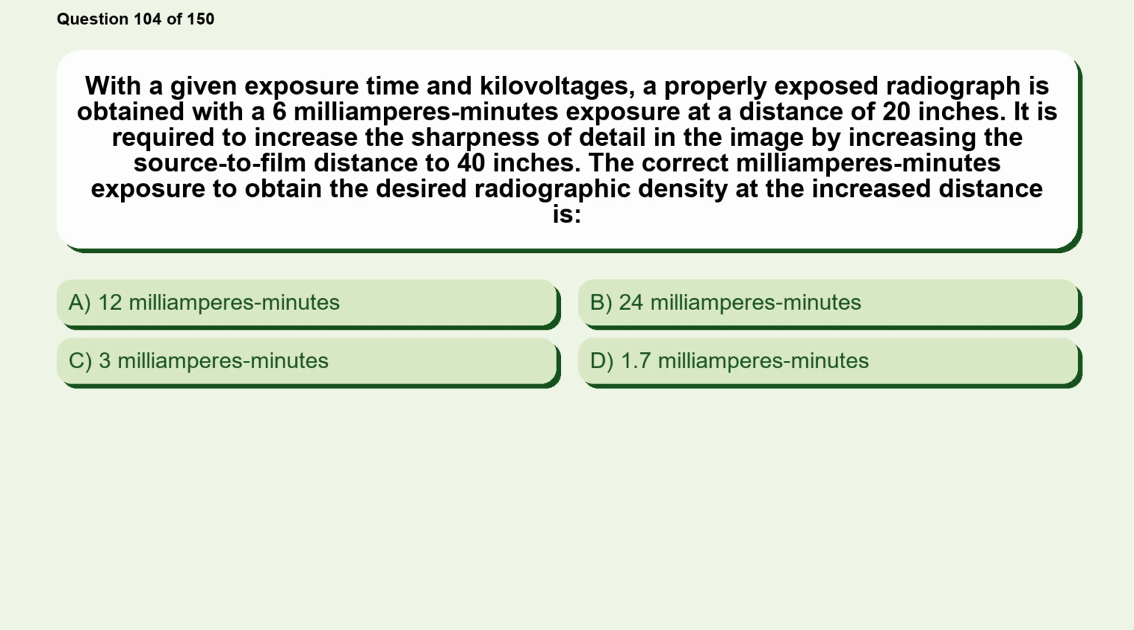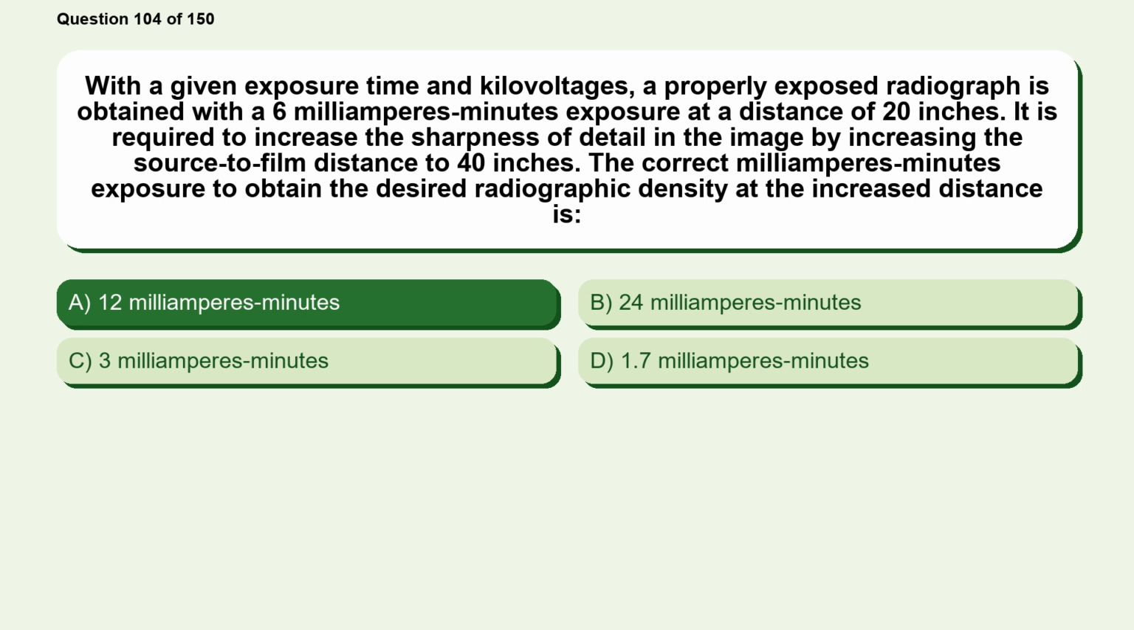Question 104. With a given exposure time and kilovoltage, a properly exposed radiograph is obtained with a 6 mA exposure at a distance of 20 inches. It is required to increase the sharpness of detail in the image by increasing the source-to-film distance to 40 inches. The correct milliampere-minutes exposure to obtain the desired radiographic density at the increased distance is Option A, 12 milliampere-minutes. Option B, 24 milliampere-minutes. Option C, 3 milliampere-minutes. Option D, 1.7 milliampere-minutes. The correct answer is Option A, 12 milliampere-minutes.